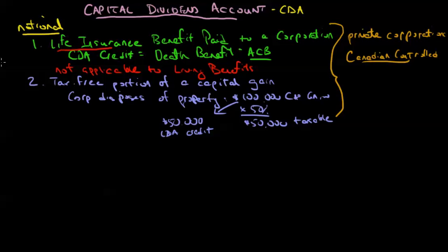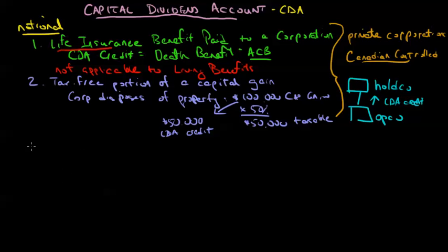Now, the other thing that we should mention while we're on that topic is that the CDA credit can be transferred from an OpCo. If the OpCo has a CDA credit, it can transfer that credit to a HoldCo, or in any kind of subsidiary structure, the subsidiary can transfer that CDA credit up to its owner. So a CDA credit can transfer freely this way. Okay.